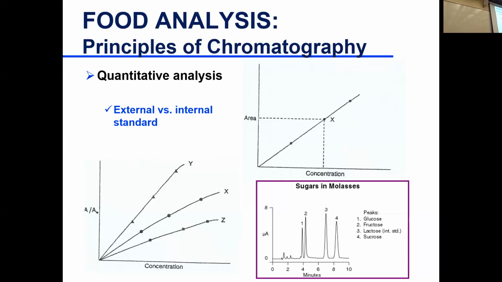So, three things. I'm going to repeat that. Similar in structure, a disaccharide here in this case, similar to sucrose. Second, it does not interfere with any of my peaks, any of my compounds. Third, it comes out within my analysis time, not later, not like 30 minutes later, but within the 10 minutes of my analysis. So these are the three main characteristics of my internal standards.